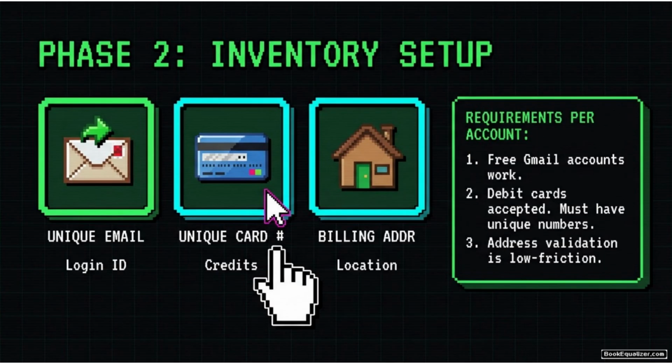Third, a billing address. Interestingly, address validation is low friction. You can use variations of your address, add apartment numbers, use suite letters. Amazon's system accepts these as distinct locations. Pro tip, document everything. Create a spreadsheet tracking which email, which card, and which address variant goes with which pen name. Trust me, you'll need this reference.